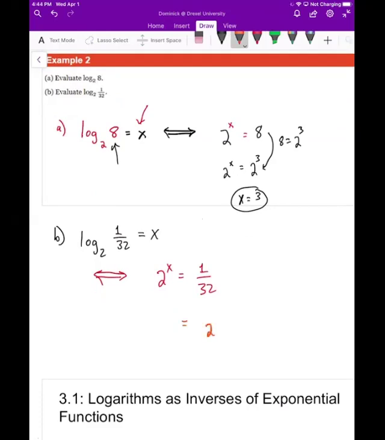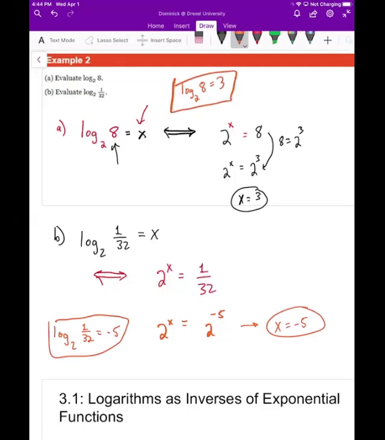Well, sure, because we know that 2 to the 5th will give us 32, and then if we make that negative, that puts it downstairs. So now we can say that 2 to the x is 2 to the negative 5, so this allows us to say that x is negative 5. All right. Now again, since these are equivalent, this allows us to say that log base 2 of 8 is 3, and log base 2 of 1 over 32 is x, which is negative 5. All right, so that's sort of how we can evaluate these logarithms.